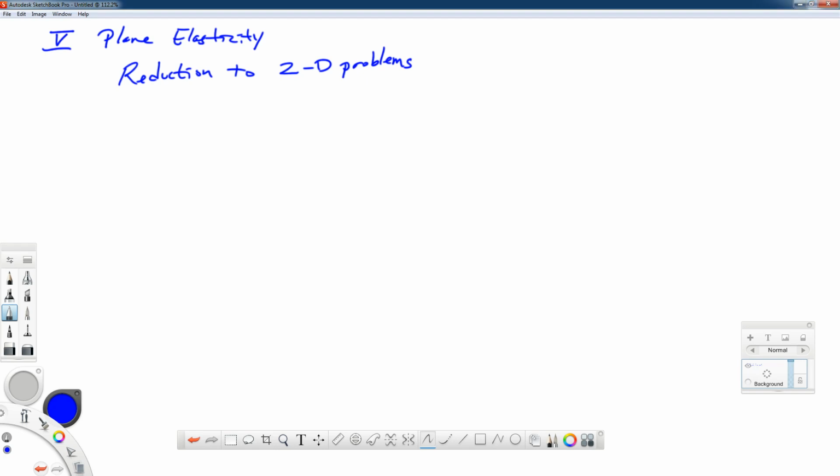This lecture will mark the start of our discussion of plane elasticity. We're going to take the general three-dimensional elasticity problem and reduce it down to 2 dimensions. A lot of problems that are practical in nature can be reduced to 2 dimensions, and they're a little bit easier to solve using various techniques that we'll study and learn about in this section.